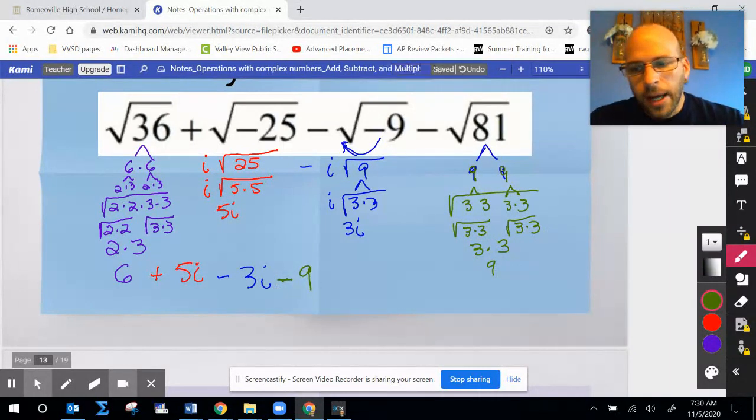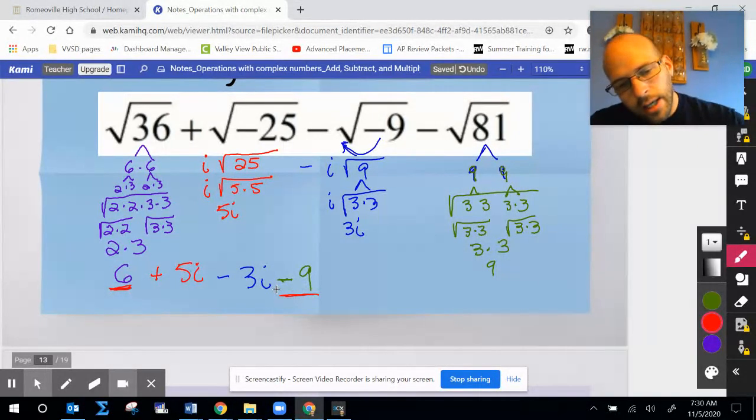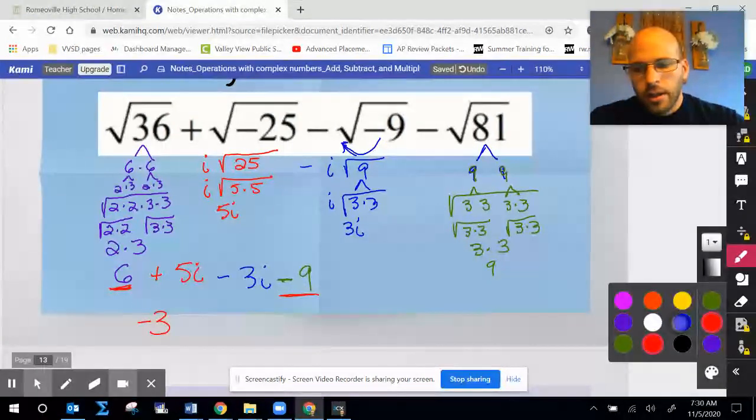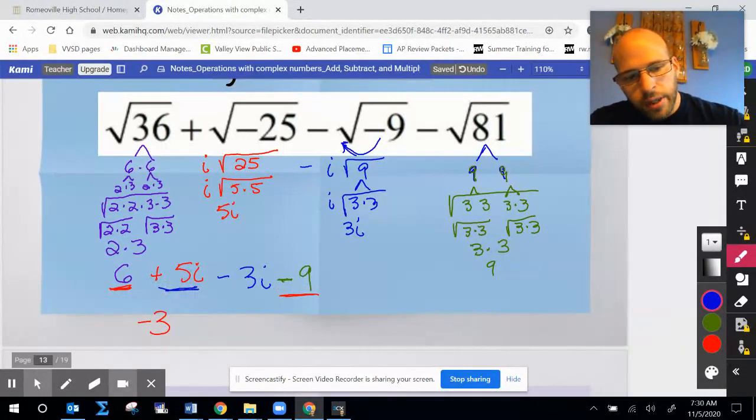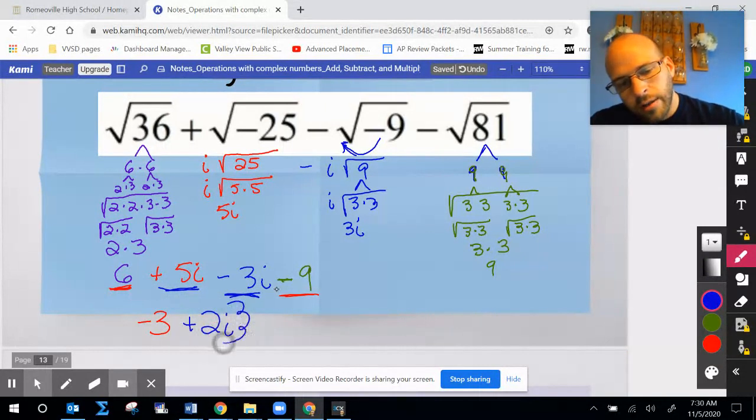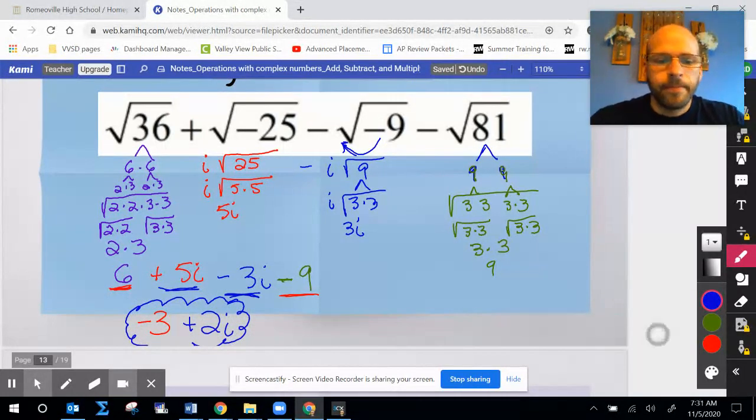So now let's combine all of our like terms together. So 6 and negative 9 is a negative 3. And a plus 5i and a negative 3i is 2i. This would be my final answer.